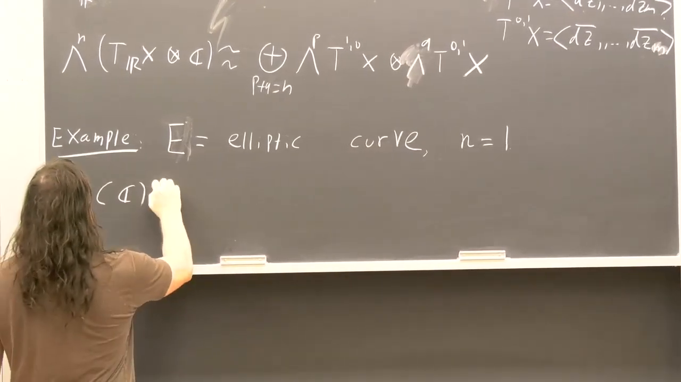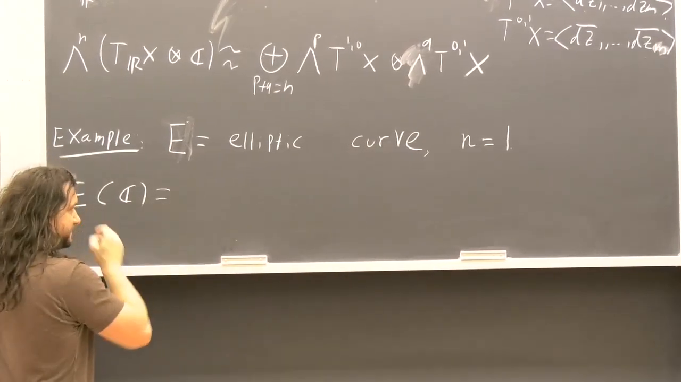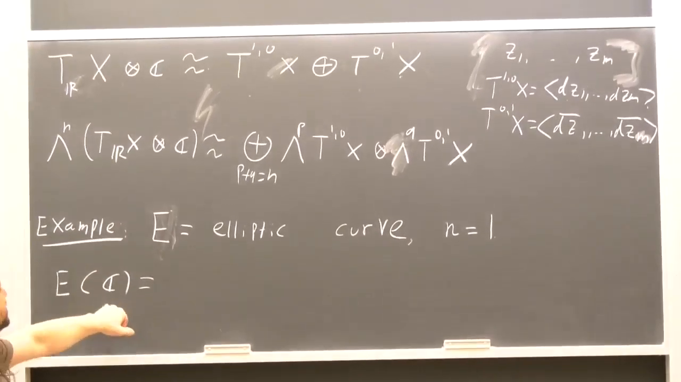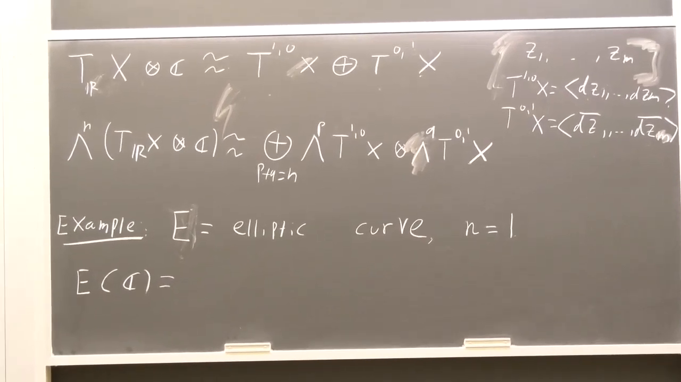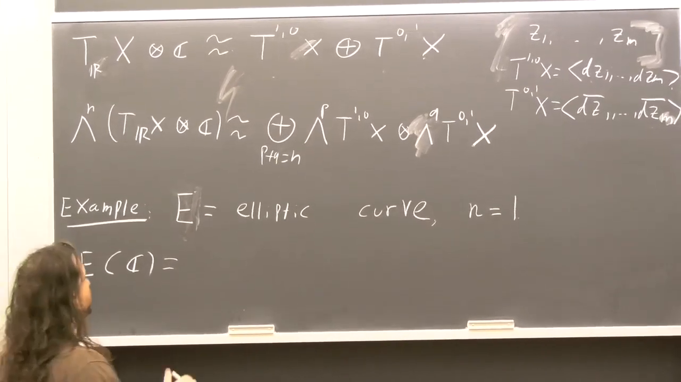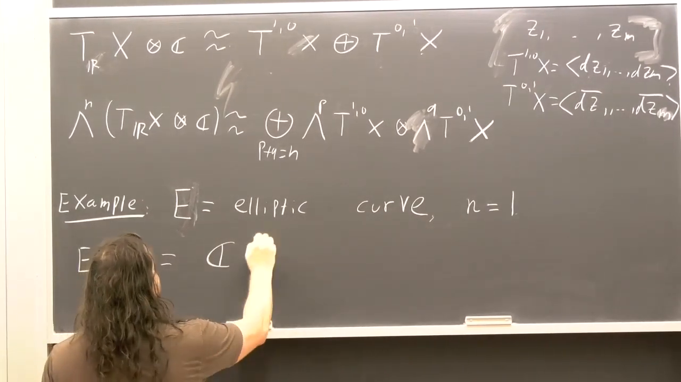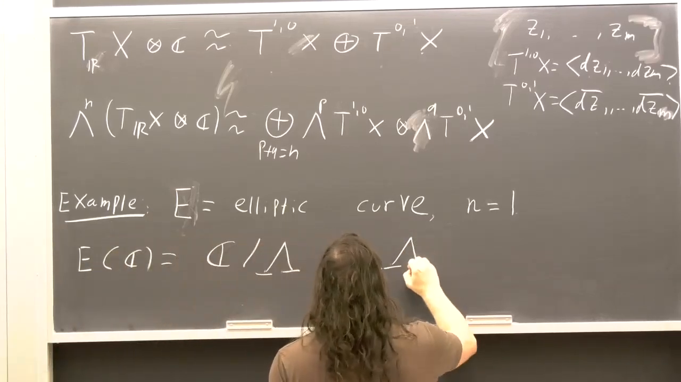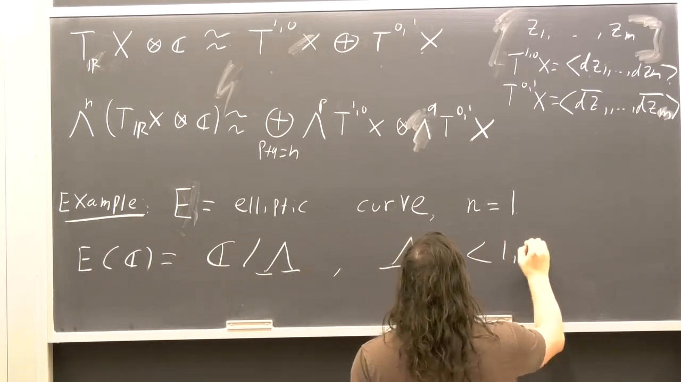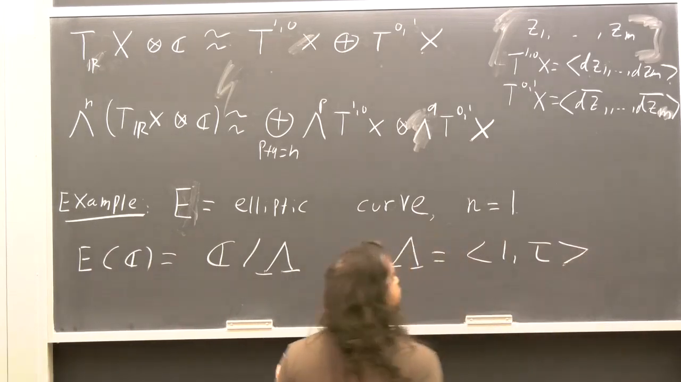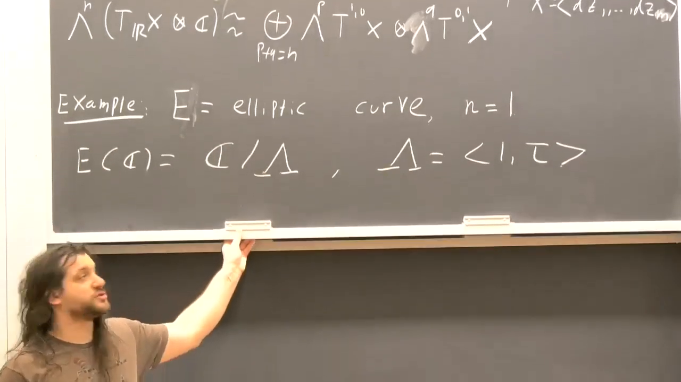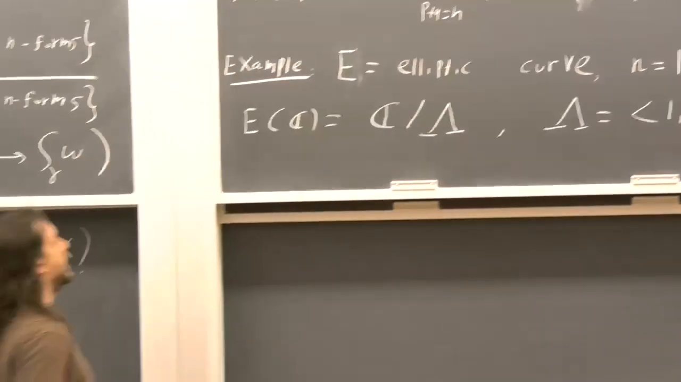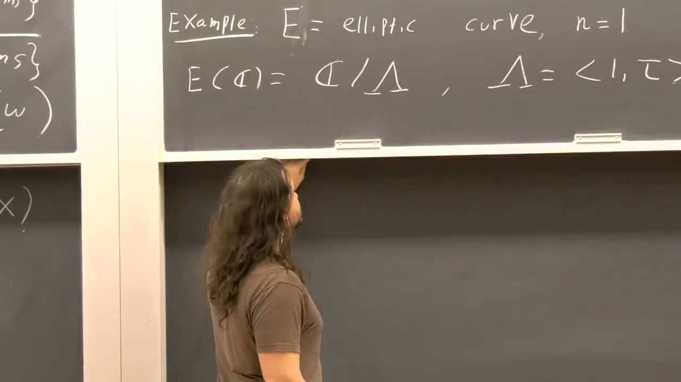is identify the complex points of E. You can think of E as a complex variety or as a scheme, and these are its complex points. I'm not going to be very pedantic about that, at least for now. Let's identify it with C modulo a lattice, where a lattice is the span of two complex numbers, 1 and tau. And let's figure out what's going on here.